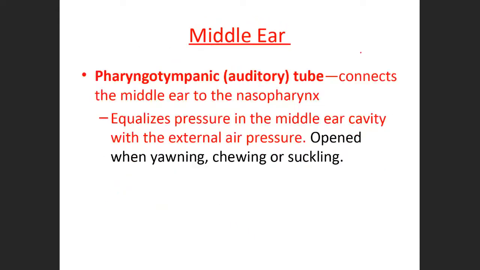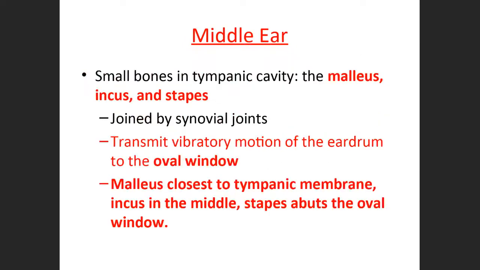The pharyngotympanic tube equalizes pressure. Know the order of the ossicles. So malleus first, incus second, and stapes is the one furthest away. Know which one is touching the tympanic membrane and which one is against the oval window. So you cannot miss the order.